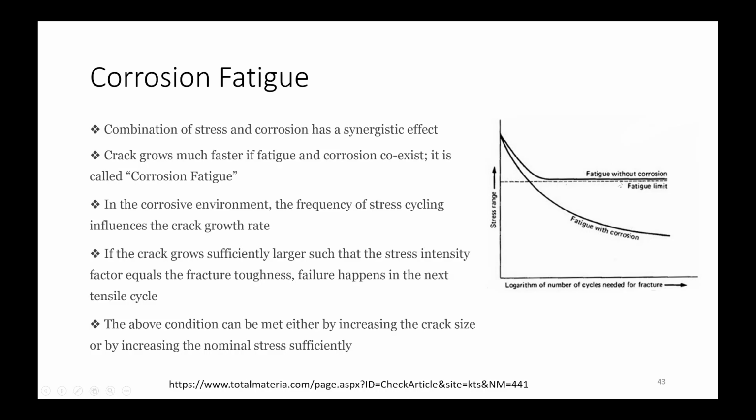Now, in these S-N curves for with corrosion and without corrosion, we can see that without corrosion, it has better fatigue strength compared to when there is a corrosive environment present. So your material will fail earlier if there is a corrosive environment.